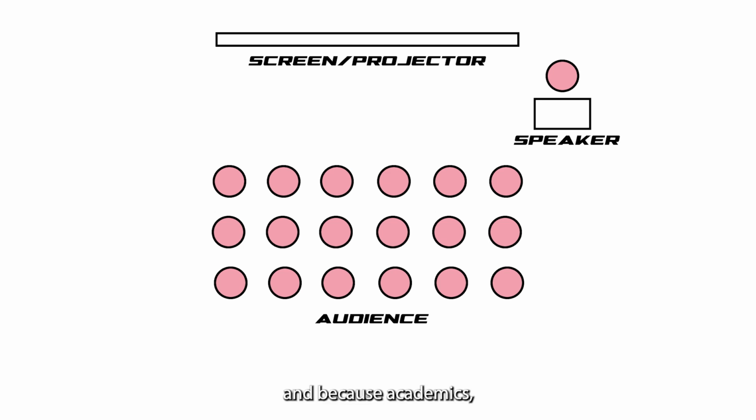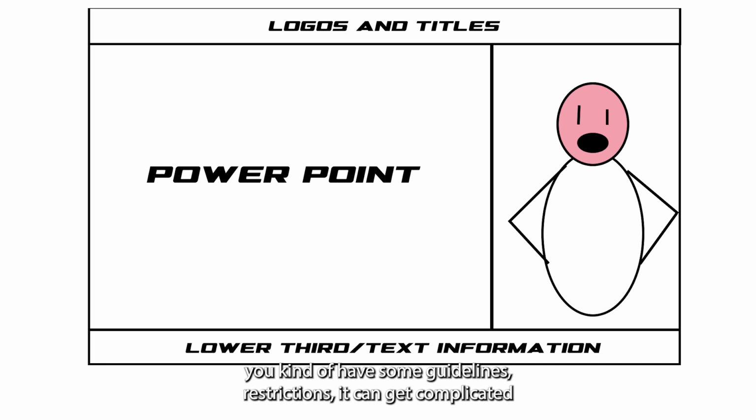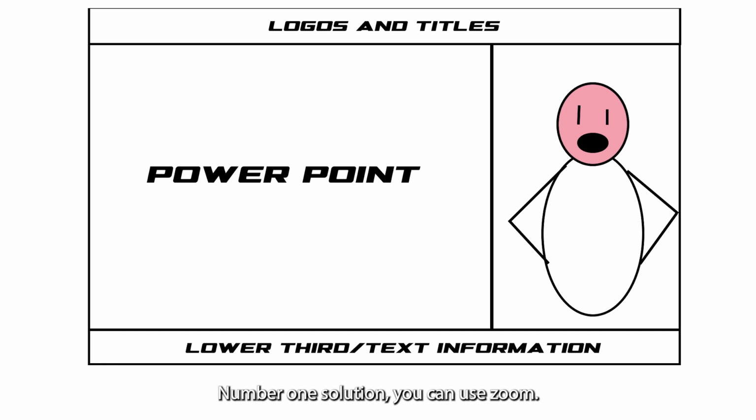And because academics can be picky about what they're displaying or how they want it to be seen or used, you kind of have some guidelines, restrictions. It can get complicated, and you want to simplify it as much as possible. How can we do this and still have this be easy? So let's look at some variables, some problems, and solutions. Number one solution, you can use Zoom.